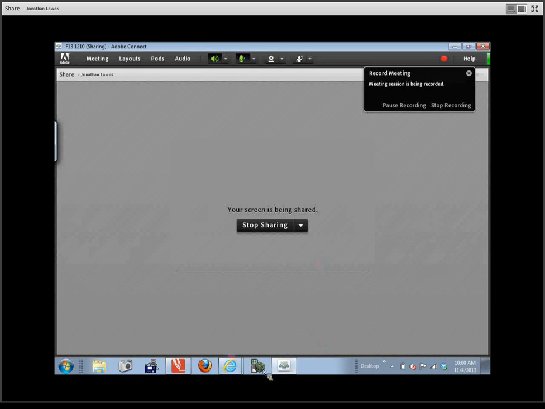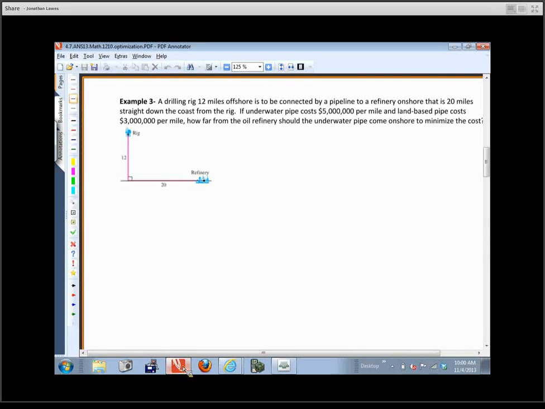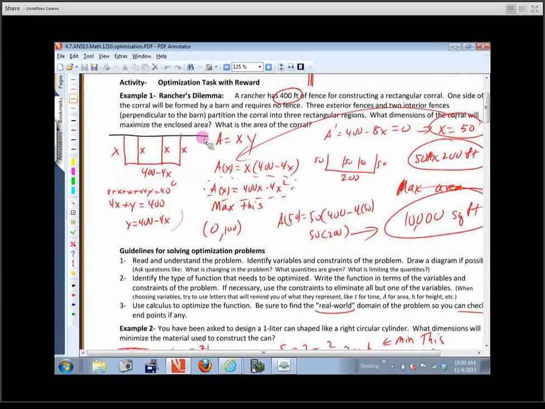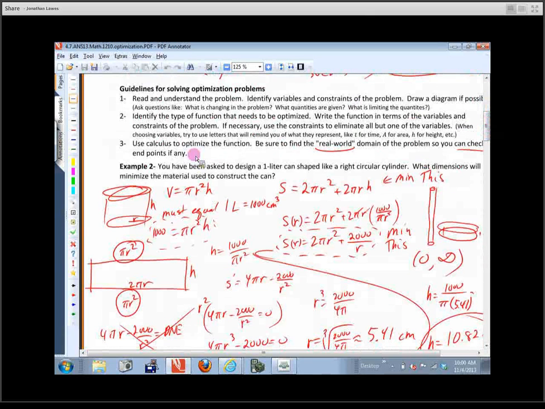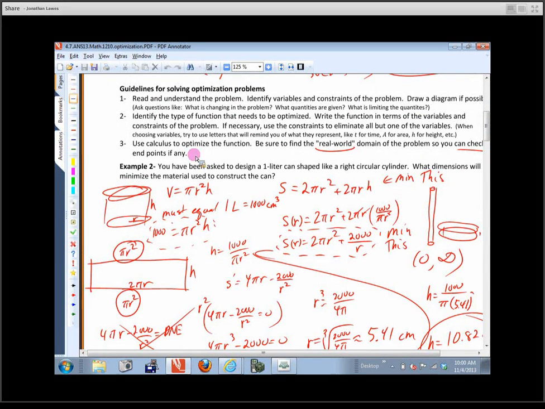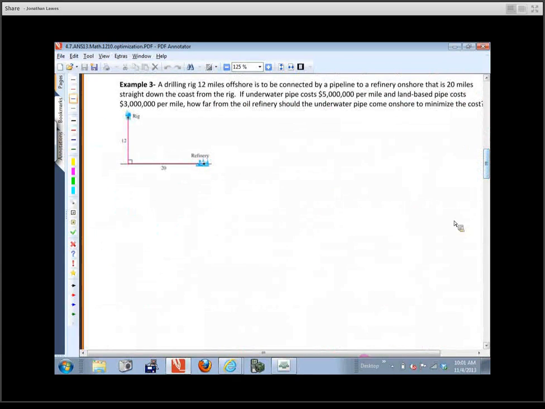Yeah, no worries. Okay, so we're going to pick up where we left off on Thursday. We were talking about optimization problems. We went through and did a classic calculus or algebra problem where we're fencing something in, with a little bit of a twist with the two fences on the inside. We ran through some general guidelines for solving these optimization problems, and we did one that was a little bit interesting where we were trying to minimize the surface area of a can that had to contain a certain amount of volume. And then we're on this problem right here.